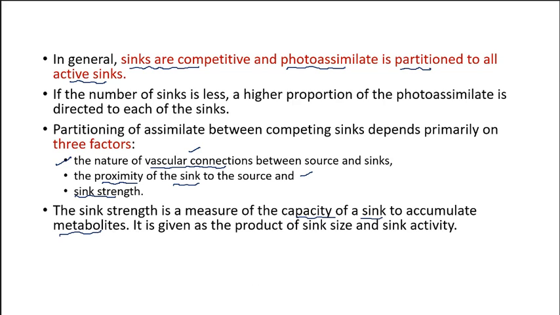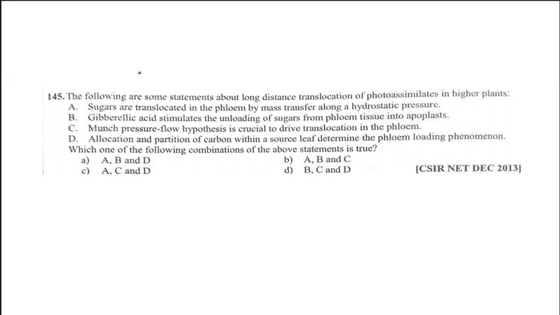Based on this, we will solve one question. The following are some statements about long distance translocation of photoassimilates in higher plants. Long distance transport is by the pressure flow hypothesis, which involves phloem loading and unloading. They are the long distance transport.